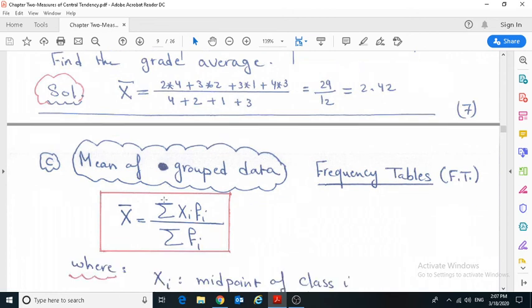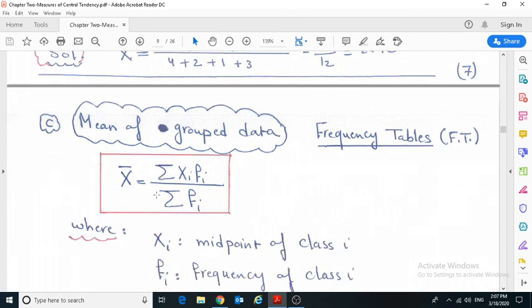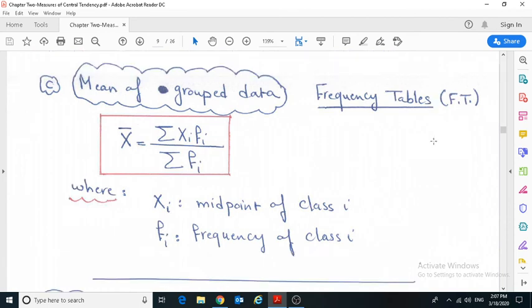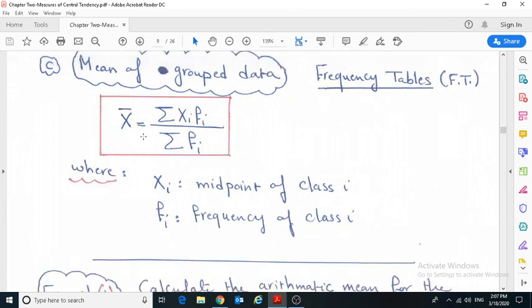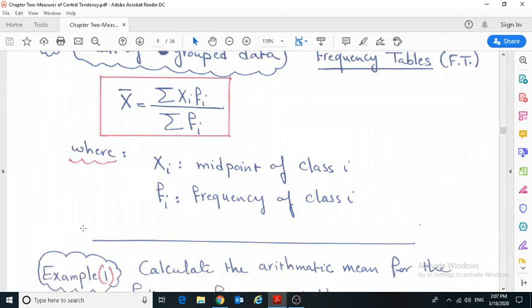The third part of the arithmetic mean talks about the mean for grouped data, or simply the mean, how to calculate the arithmetic mean for the frequency tables. The rule is x bar is equal to sigma xf divided by sigma f, where x, any value of x, is the midpoint of the class. For x1, the midpoint for class 1, x2, the midpoint for class 2, and so on.